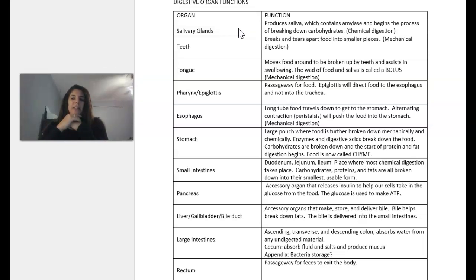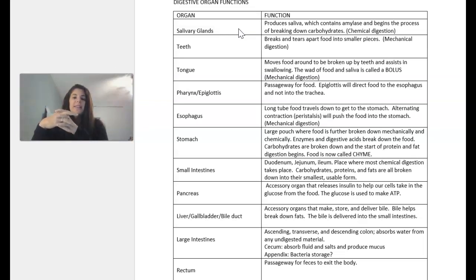The esophagus is going to open up and empty into the stomach, which is a large J-shaped pouch where food is going to be further broken down mechanically because your stomach is going to churn. And then we're also going to start some chemical digestion. Not a ton. Most of the chemical digestion will be in the small intestines, but some carbohydrate digestion will continue, and we'll just start the beginnings of breaking down proteins and fat in our food. Most of that breakdown of proteins and fat will again occur in the small intestines, but we'll at least get it started in the stomach.